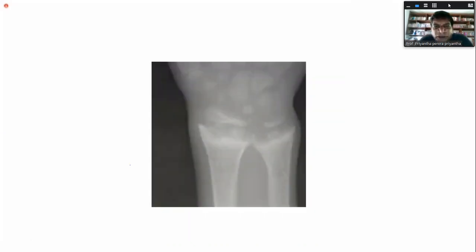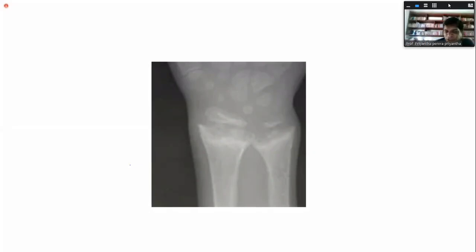This is an X-ray from a 6-year-old boy. What is the diagnosis? Rickets, yeah, it's rickets, right?